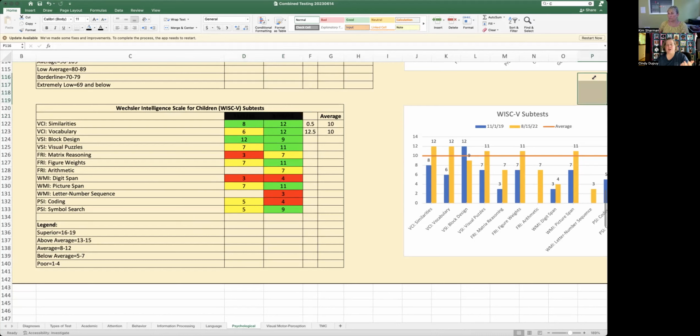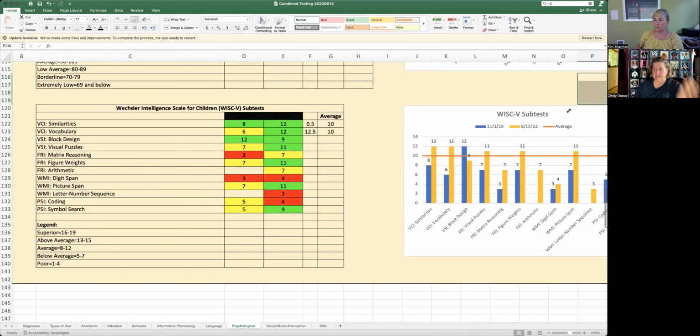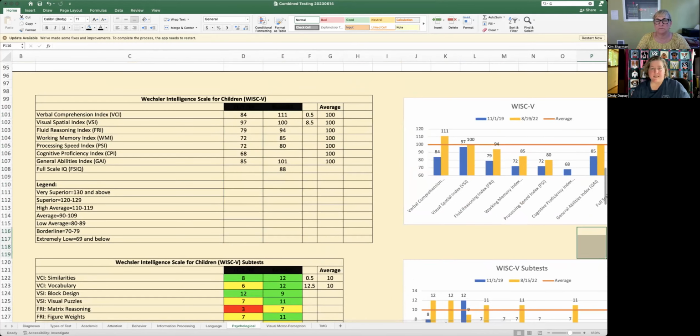We have the child on a stimulant medication. They come back, they repeat the test, and we end up with dramatically different results. So you're looking at a completely different profile. Now, let's talk about that for 1 minute.